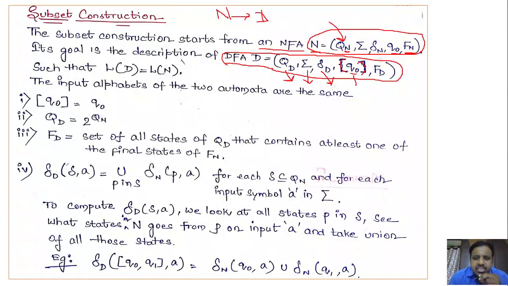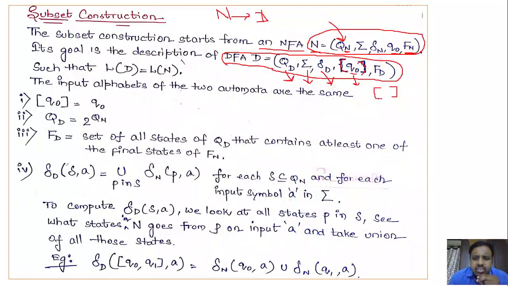In the previous session I mentioned that in the DFA we represent the states by enclosing them in square brackets. We enclose them in square brackets in order to distinguish the states present in the DFA from the states in the NFA. So here we are using this square bracket.